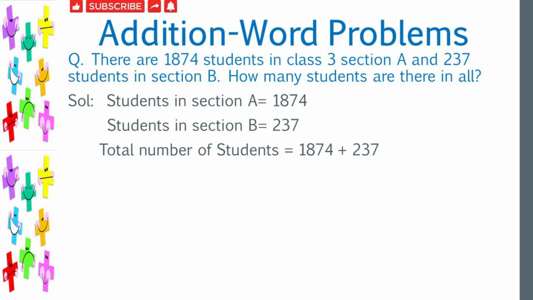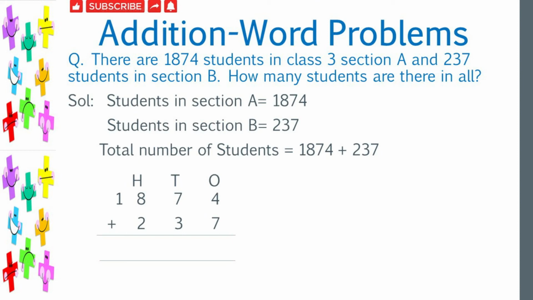We will first write the statement about the things given in the question. Students in section A equal to 1874, students in section B equal to 237, and total number of students will be the sum of students in section A and students in section B. That is 1874 plus 237. Now let's do the addition by writing these two numbers in column form.